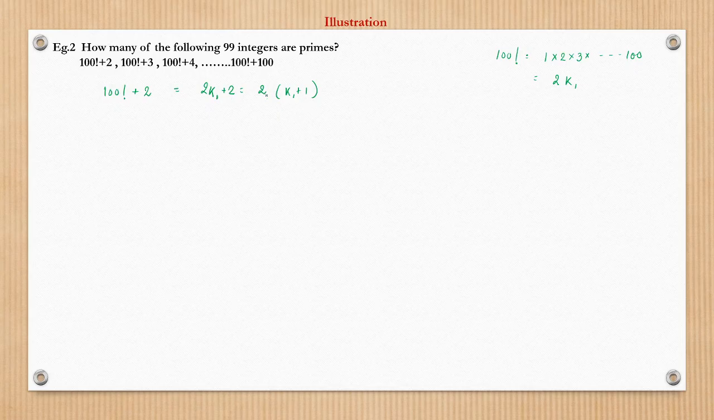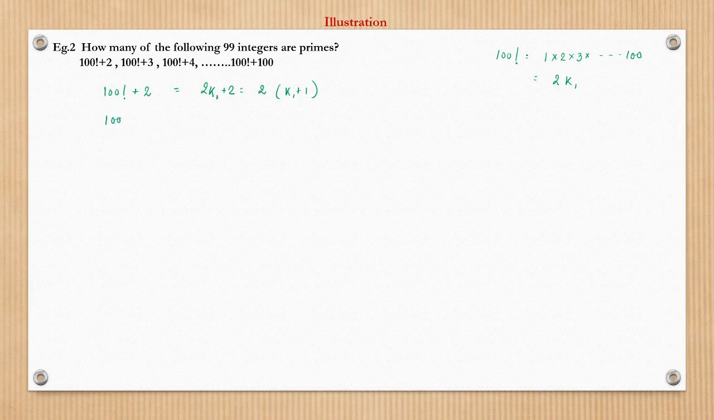No, because this has a factor 2, whereas prime numbers are defined as those numbers which do not have any other factor apart from the number itself or 1. But here it has another factor which is 2. So therefore this is not a prime number.